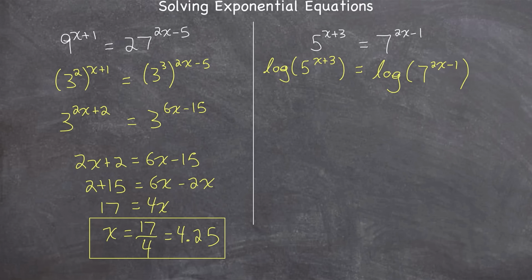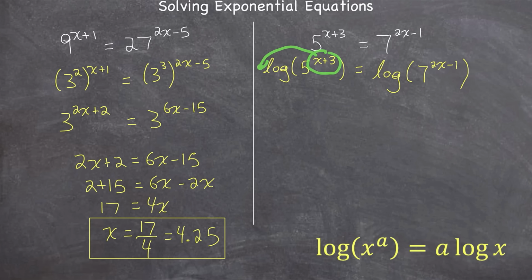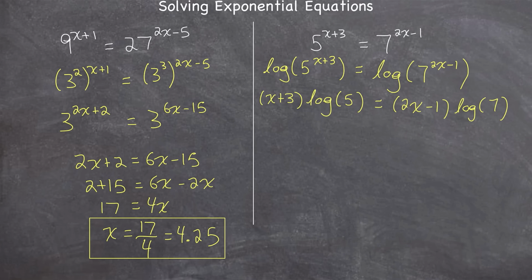And if you're not familiar with rules for logarithmic functions, make sure you check out my top 10 video on logarithms as well. One of the rules you can use for logarithms is the power rule of logarithms. That tells you you're allowed to take the exponent of the argument and write it as the coefficient of the logarithm. So we can do that to the logarithms on both sides of the equation. And then we expand both sides of the equation. So do x times log 5 plus 3 times log 5 on the left. And on the right, 2x times log 7 minus 1 times log 7.